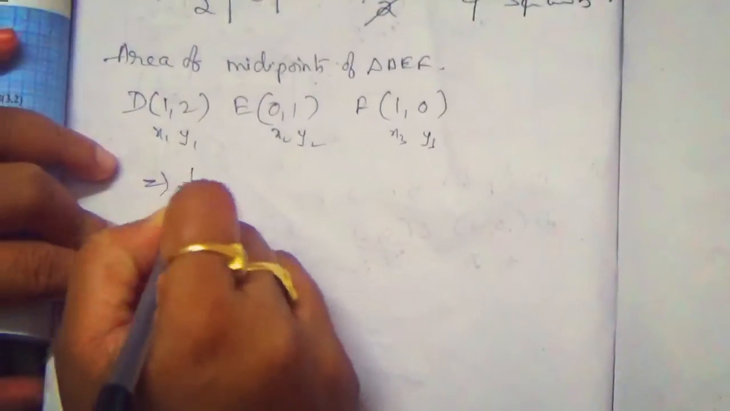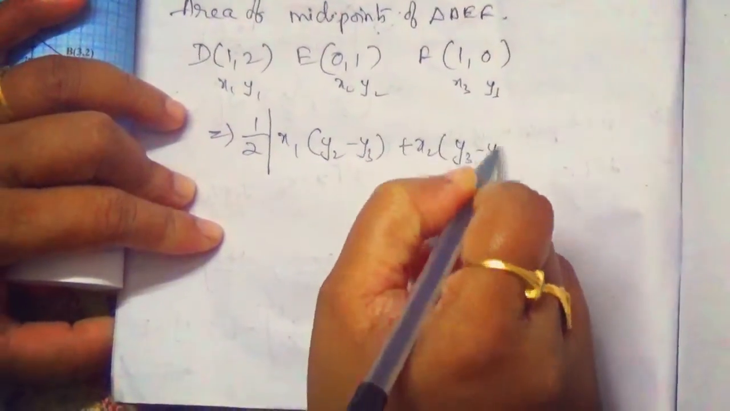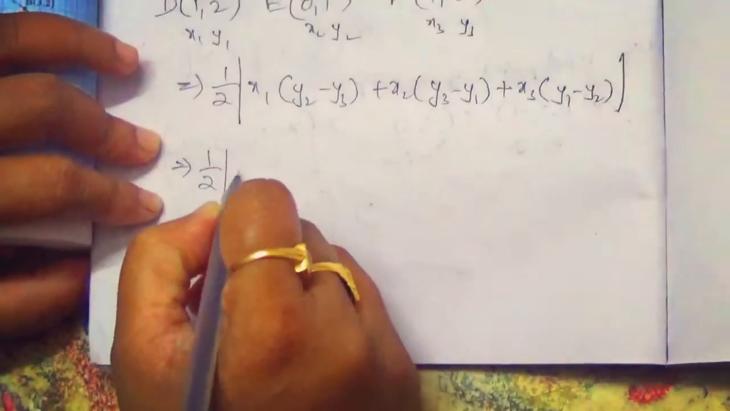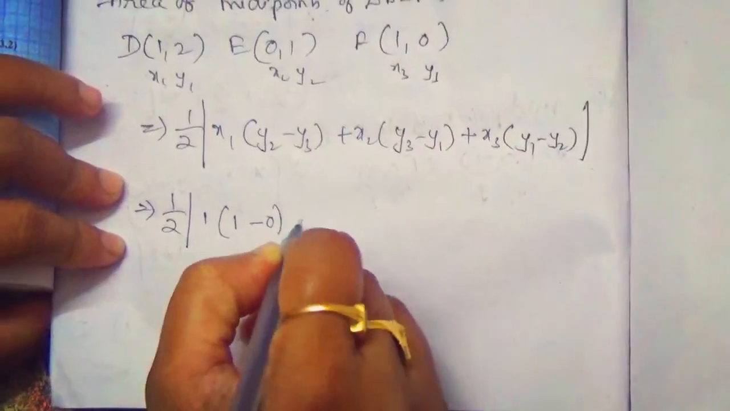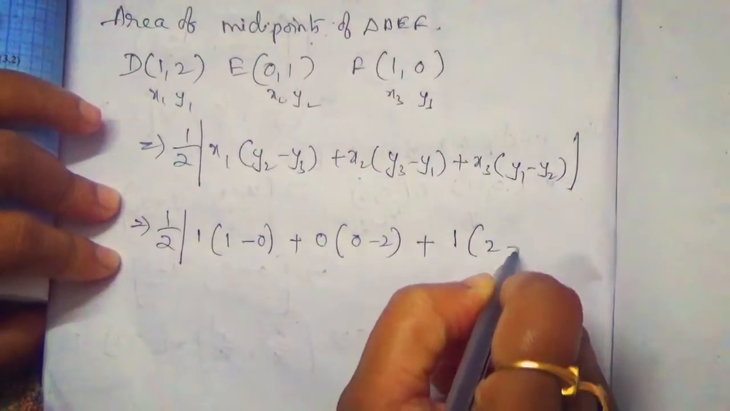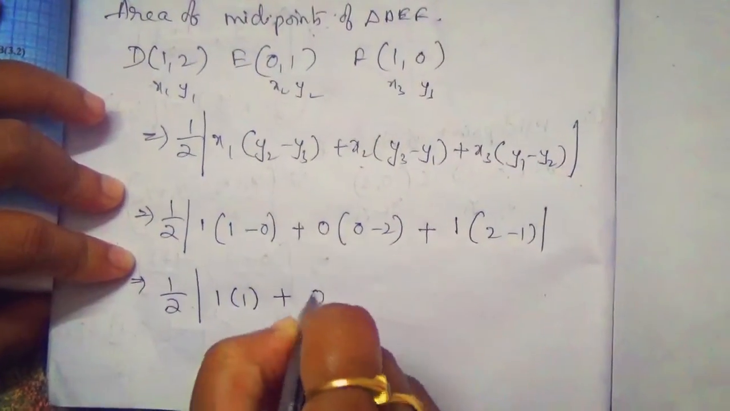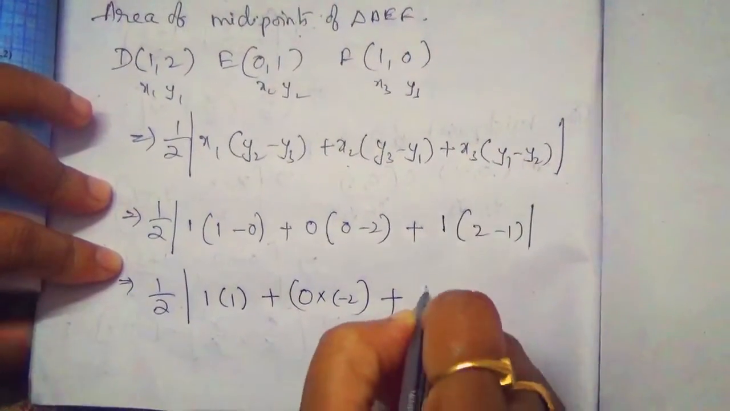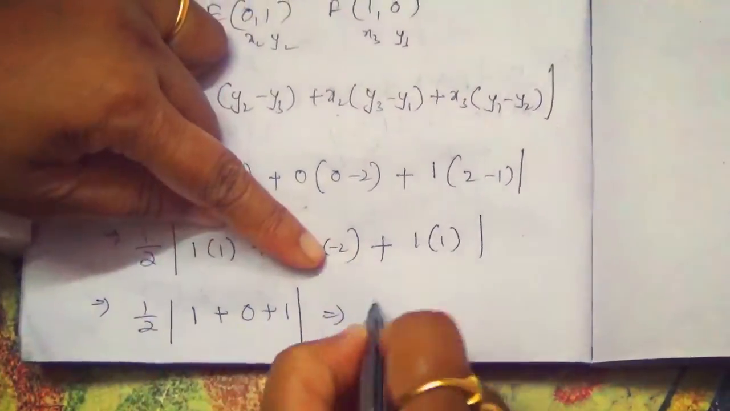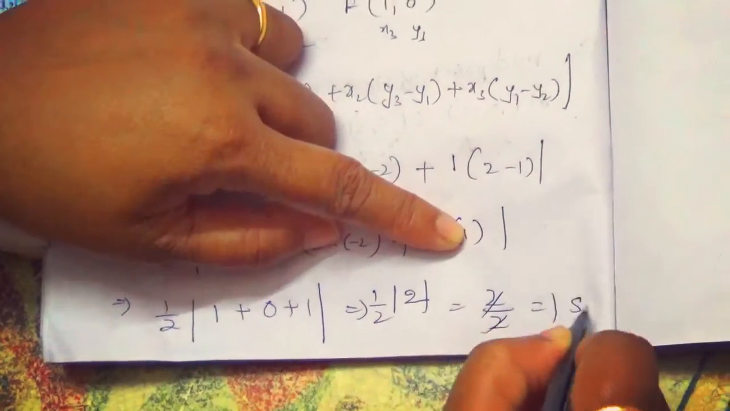So let us take the area formula. Half modulus of x1(y2 minus y3) plus x2(y3 minus y1) plus x3(y1 minus y2). That implies half modulus of 1(1 minus 0) plus 0(0 minus 2) plus 1(2 minus 1). That implies 1 by 2 of 1 times 1 plus 0 times -2, which becomes 0, plus 1 times 1. That implies 1 by 2 of (1 plus 0 plus 1), that implies modulus 2 by 2, which is equal to 2 by 2. You will get 1 square unit.